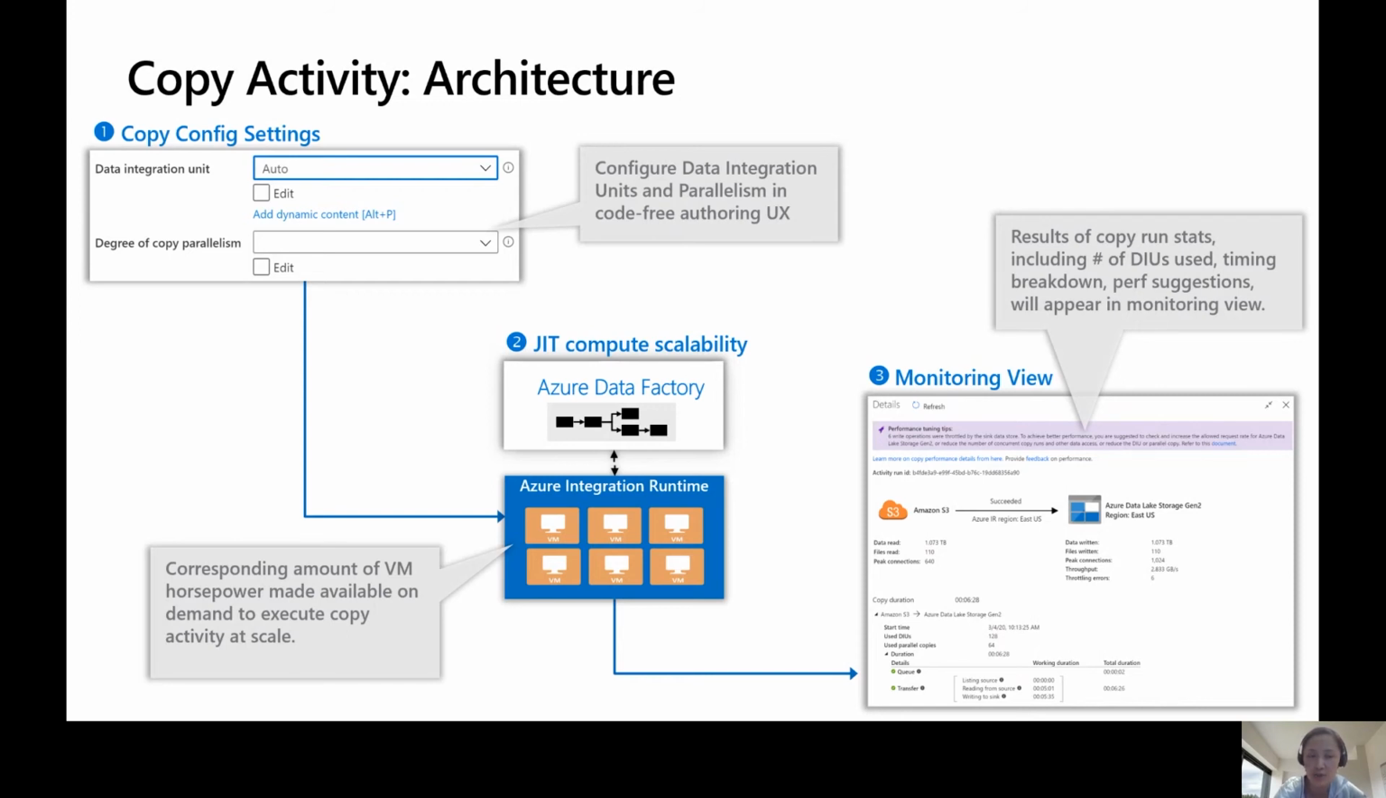If you leave the DIU setting as auto, which is the default, ADF is smart enough to pick the appropriate setting in accordance to your workload and dataset characteristics. Both during and after the copy execution, you can review the rich monitoring statistics, including the number of DIUs used, what is the timing breakdown in different stages of the copy, and we also recommend a set of perf optimization suggestions.